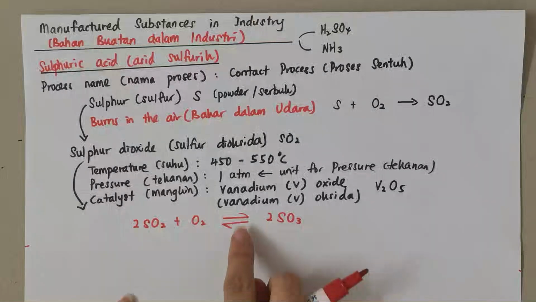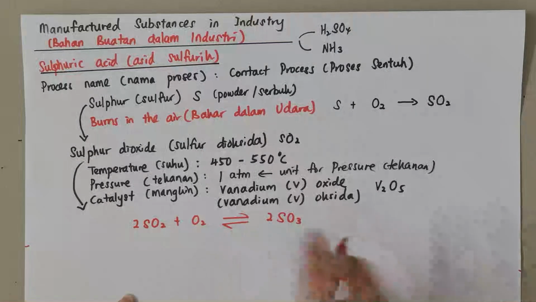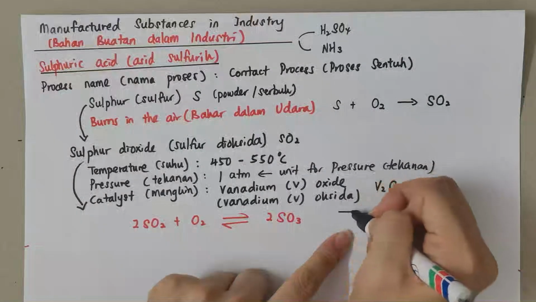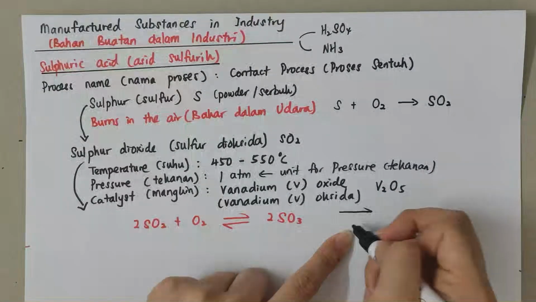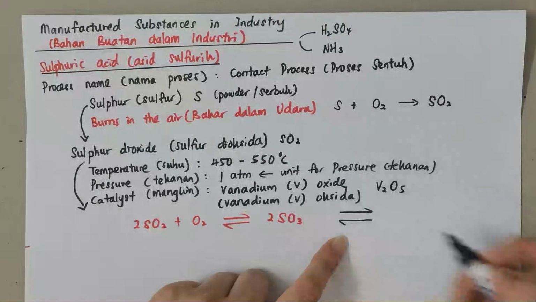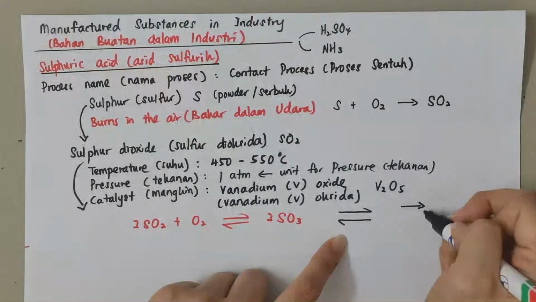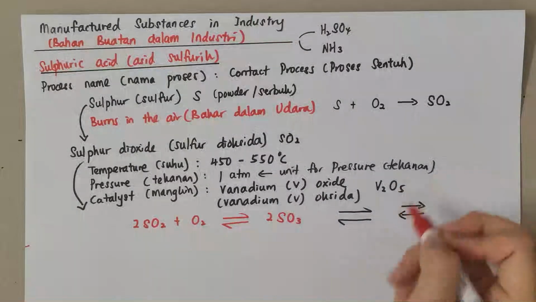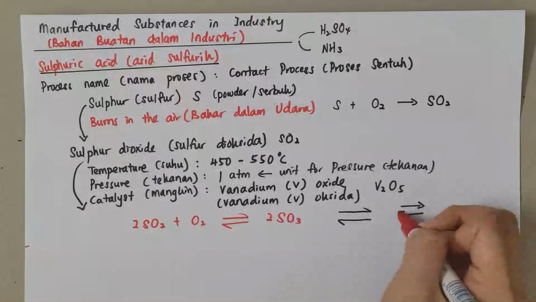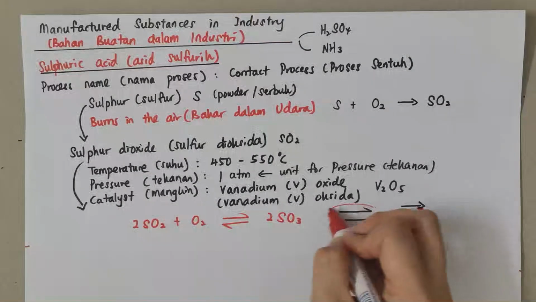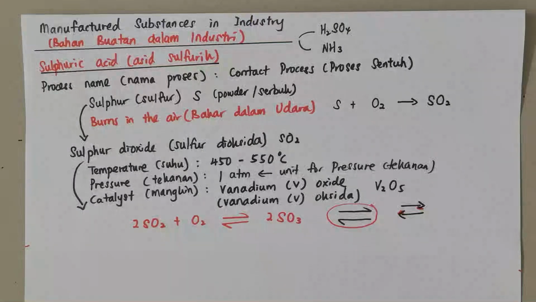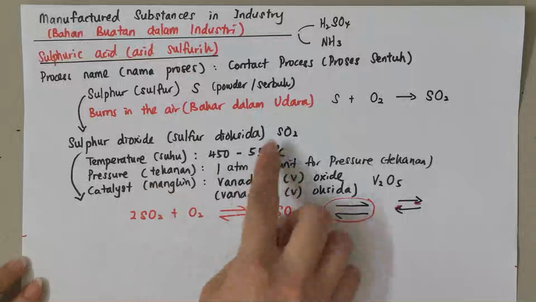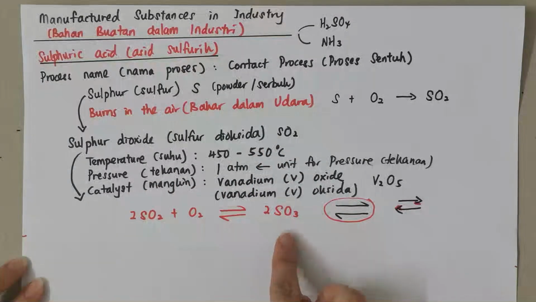The arrow here is very special. It is written like this, with one part, then going back. It is not written the other way. This portion, bahagian ini, we will remove. This is the correct way of writing. Next, after we burn, SO2 will become SO3.